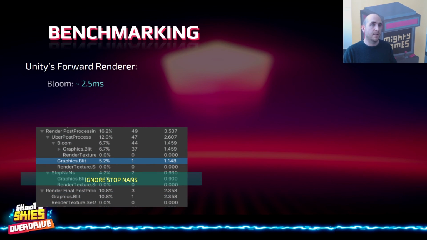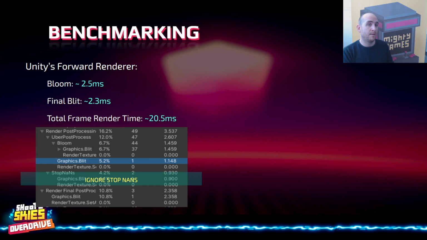For final benchmarking, Unity's forward renderer with its post-processing stack attached for Bloom: their Bloom cost about 2.5 milliseconds, and their final blit was about 2.3 milliseconds, which was another render pass in this example, for a total render time of 20.5 milliseconds. In that instance, with the additional render pass happening underneath, it's doing that store and read-write, using its store and load operations again, so we're accessing external memory more than we'd want to be.